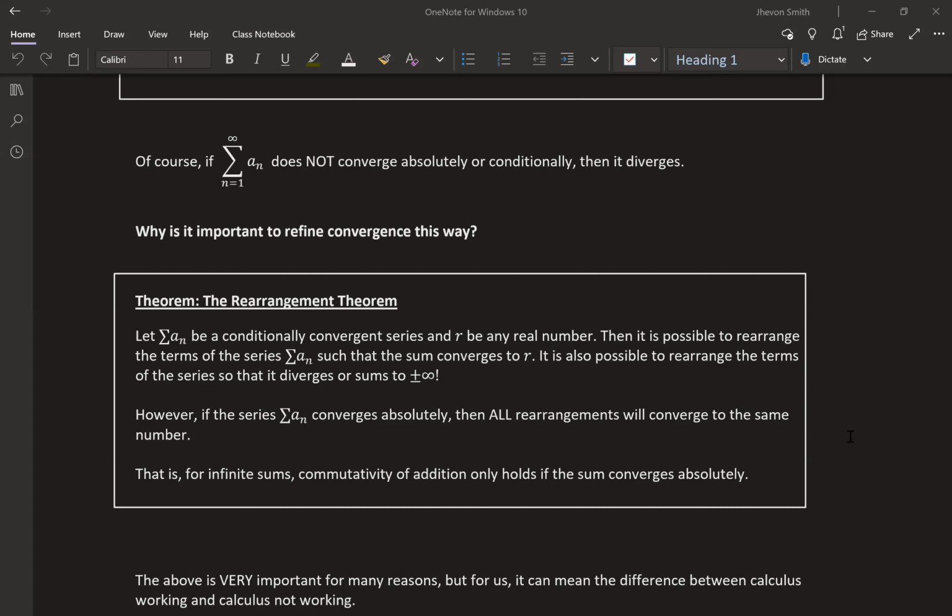It's a bona fide mathematical object that we can move around. We can distribute things across it. We can move it across equal signs. We can integrate each term. We can differentiate each term, and it's all going to work out.